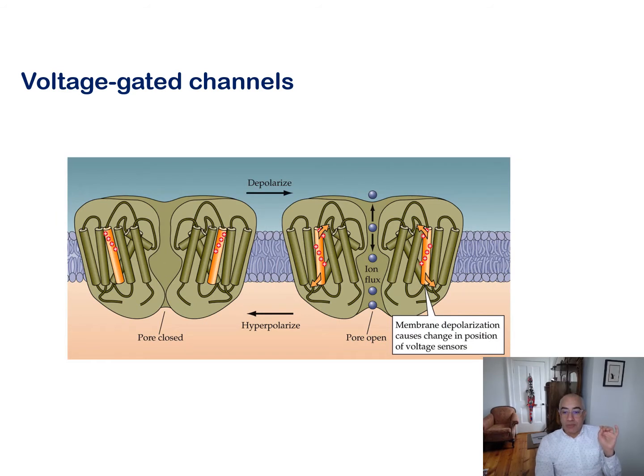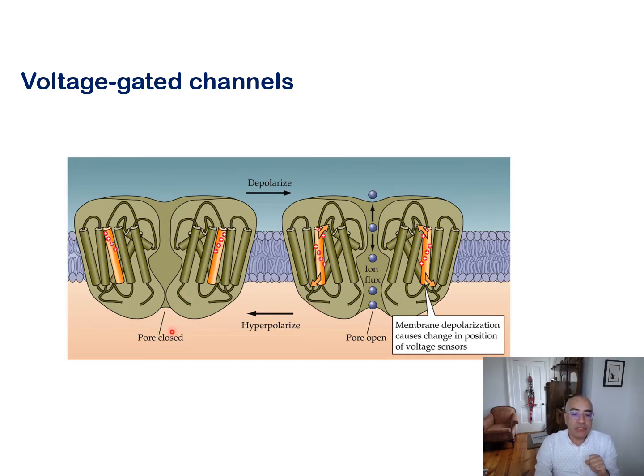In particular, one of these factors could be voltage. So, channels whose opening and closing depend on the voltage across the membrane. That is how much the inside of the cell is sitting at a negative or positive voltage with respect to the outside. That's the transmembrane voltage, and the channel can sense this transmembrane voltage because it has access to both the inside and the outside.